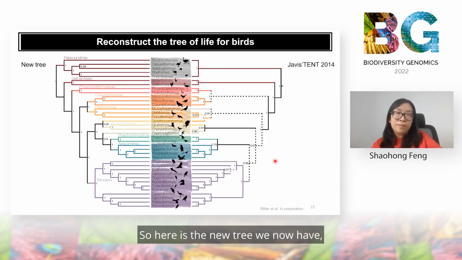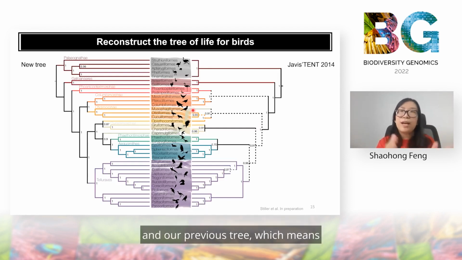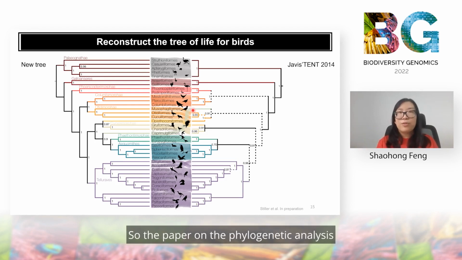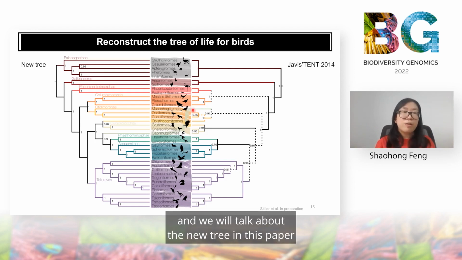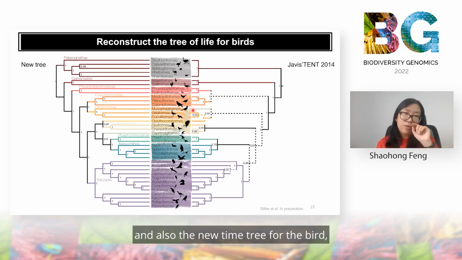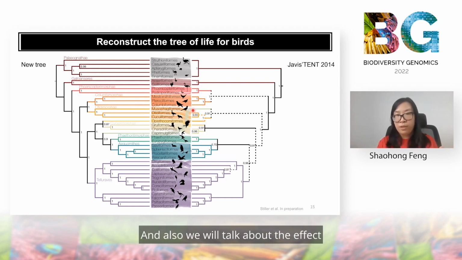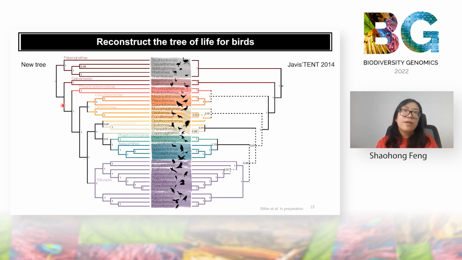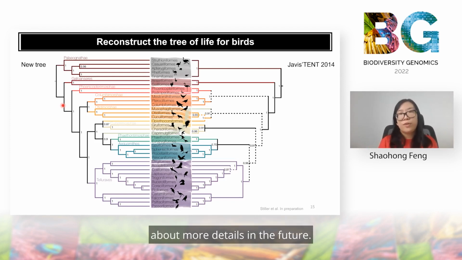So here is a new tree we now have, and we can see the difference between the new tree and our previous tree, which means there's still some puzzle in the tree of bird life. The paper on the phylogenetic analysis is in preparation, and we will talk about the new tree in this paper, and also the new time tree for the birds, and also the effect of the rapid radiation that occurred at the KPG boundary on the topologies. Hopefully we can publish soon, and we can talk about more details in the future.